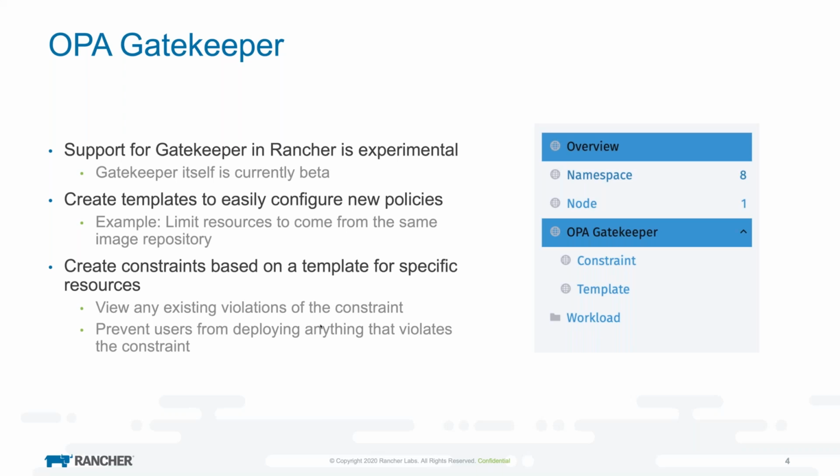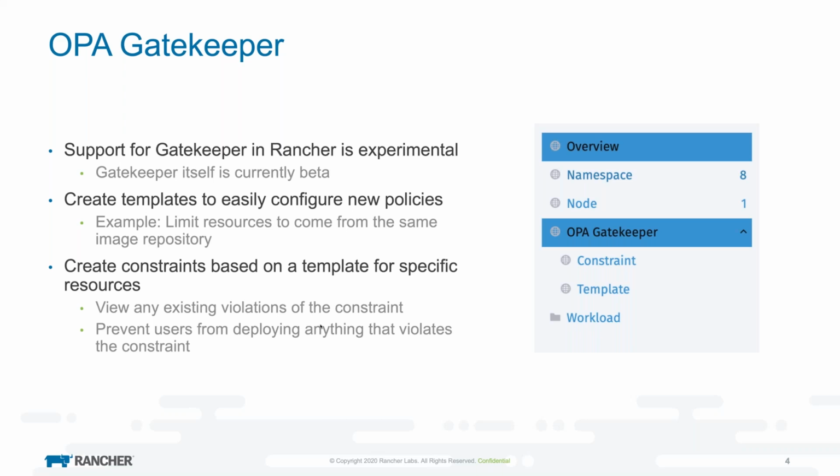With Gatekeeper, there are two concepts: a template and a constraint. Generally you create a template, which allows you to configure a high level policy. For example, the template I'll show you today is about limiting which image repository resources are coming from. So that's the template itself.